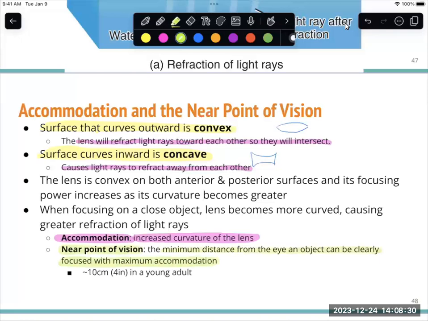In a young adult, it's the best. It's about 4 inches. They can hold something about 4 inches in front of their face and they can see. As you get older, it becomes further and further away. If you've ever seen your parents or grandparents having to hold something very far out in front of them so they can read something, their near point of vision has grown tremendously with age.